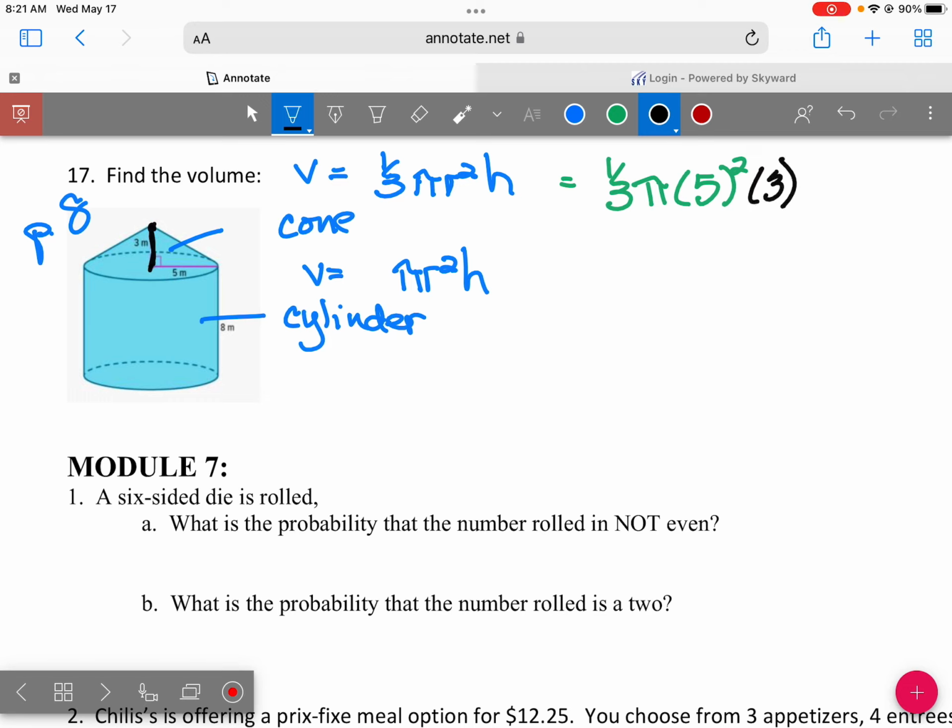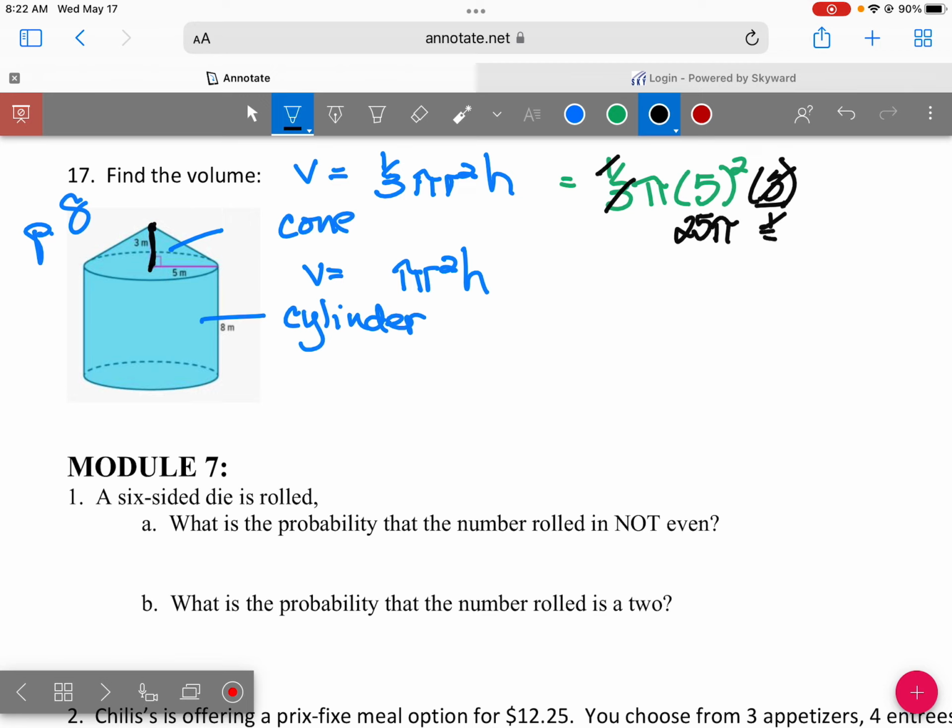Okay? Now, as I look at this, we know that any whole number can be put over 1. So 1/3 times 3 over 1, that's in the denominator, that's in the numerator. Those are going to cancel out. And I'm left with pi times 5 squared. Well, 5 squared is 25. And I'm just going to move pi to the other side. So that answer is 25 pi.